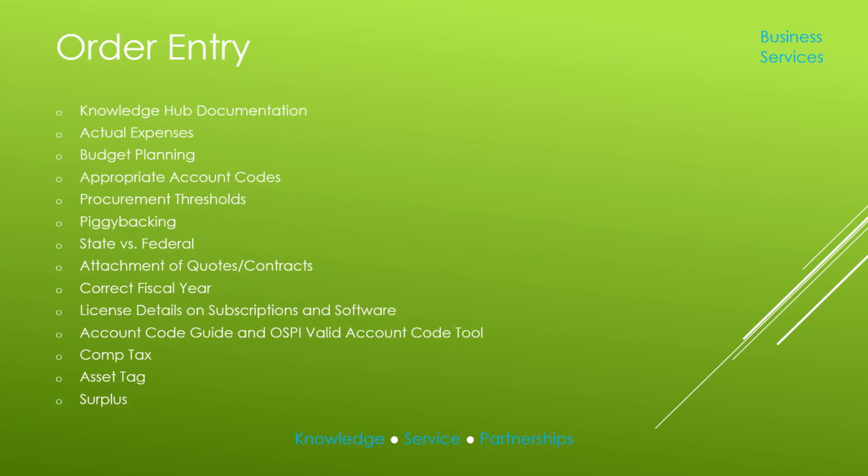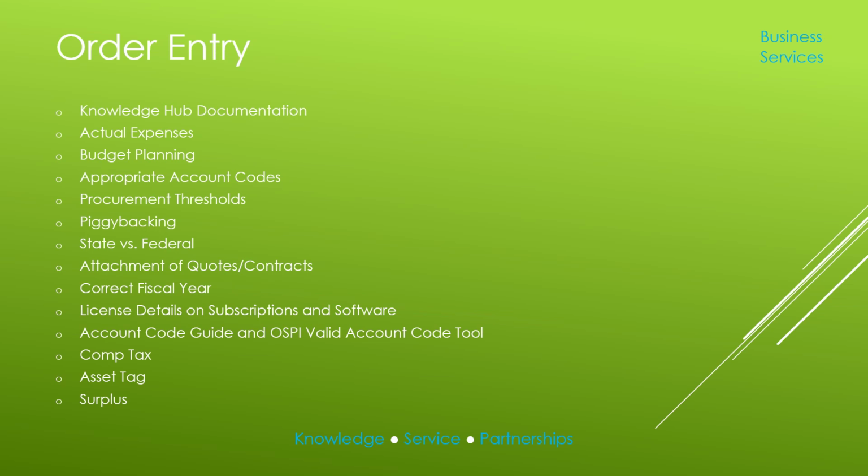For detailed instructions on entering a purchase order in cumulative, go to Purchase Orders in the Purchasing module. Click on Knowledge Hub in the upper right-hand corner, then select Help Center. Here you can search for specific topics for purchasing.